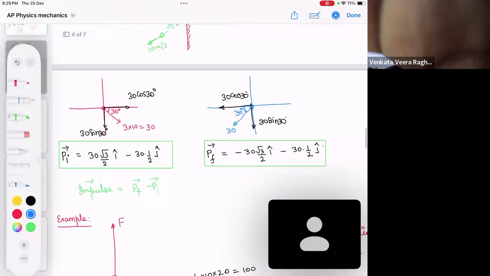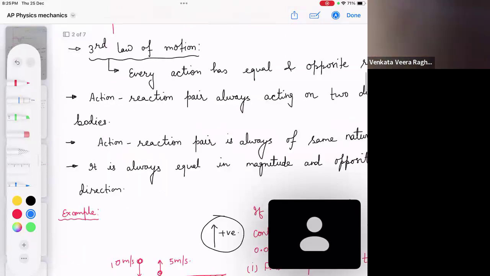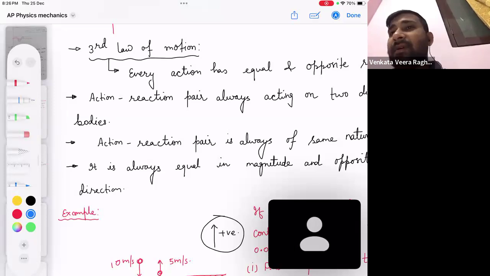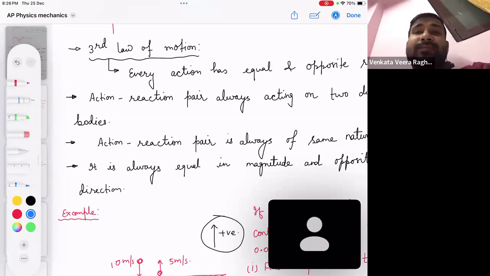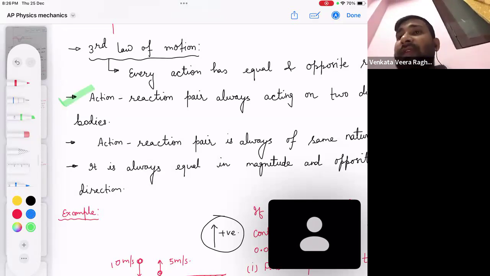Okay, let's go back a little bit. That's why I said Newton's third law of motion is the simplest of all and at the same time the most difficult also. See, every action has an equal and opposite reaction. Everyone remember, everyone understand. But now see the next three lines, what did I write? Action reaction pair always act on two different bodies.